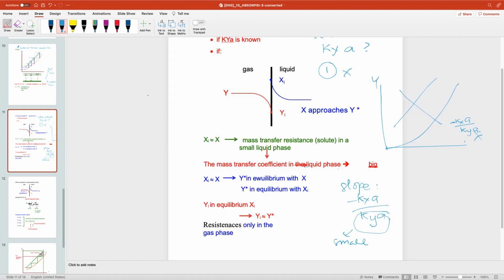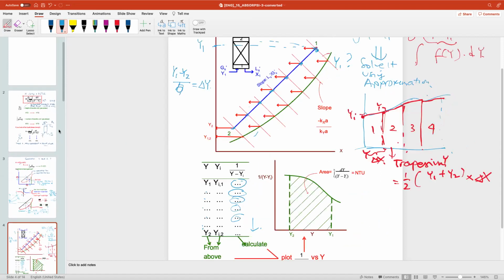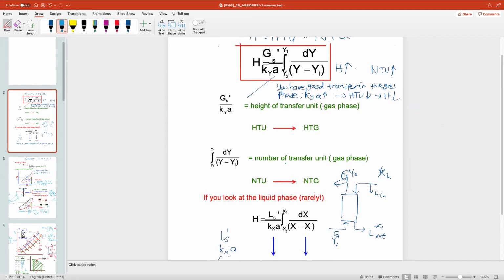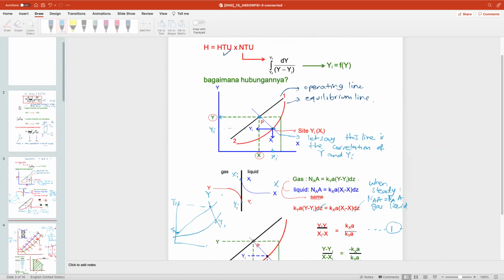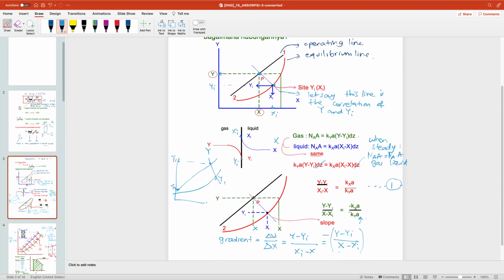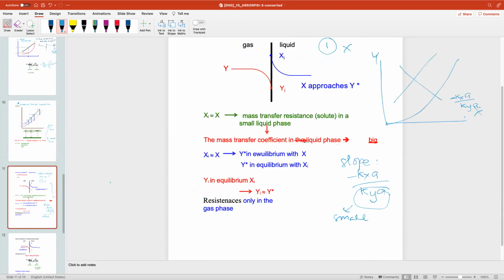Let me check if my calculation is right. This one, is it right? Okay, the slope is... sorry, is it too much calculation here? So the slope is minus kxa divided by minus kya. Yeah, okay.